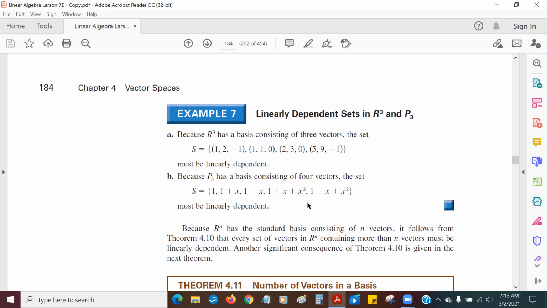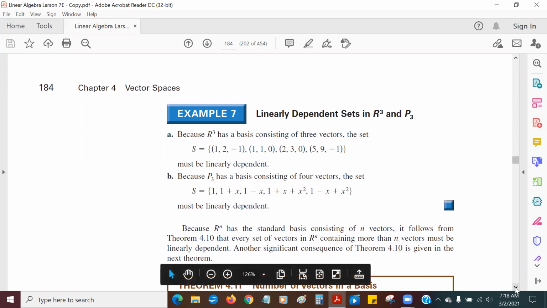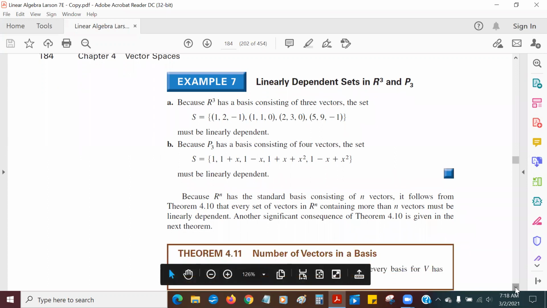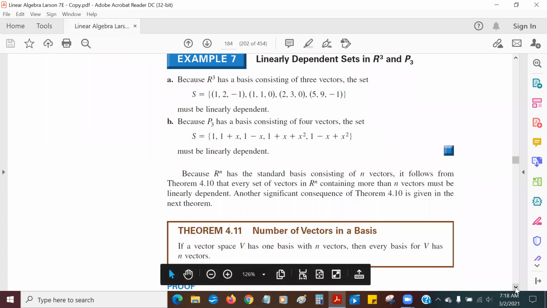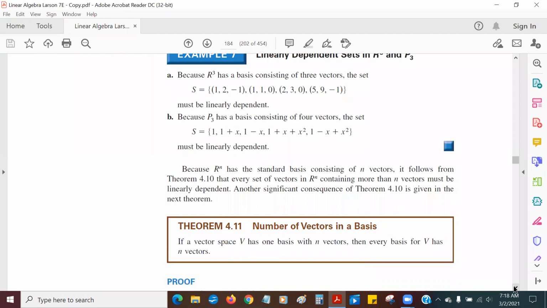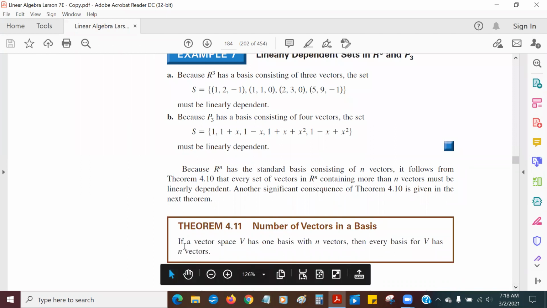Now the next theorem is kind of fun, kind of cool, and this is really going to get us to that goal of defining the concept of dimension. I find it amusing that the next theorem is 4.11. Like, hey, what's the story? 4.11 information.